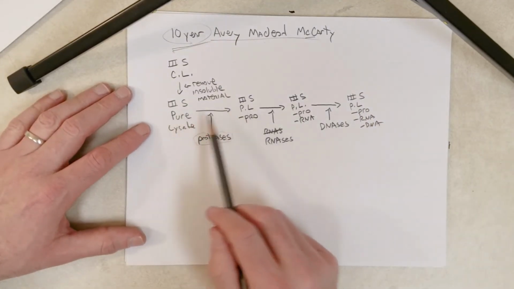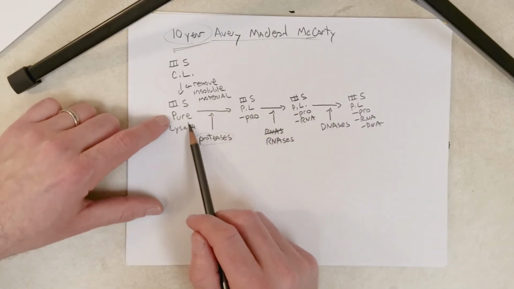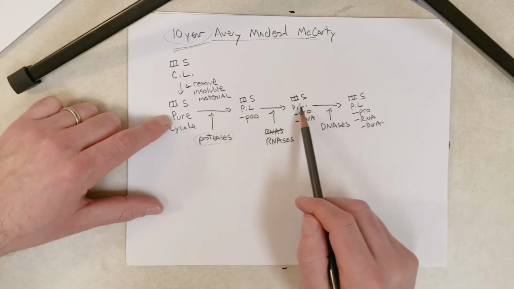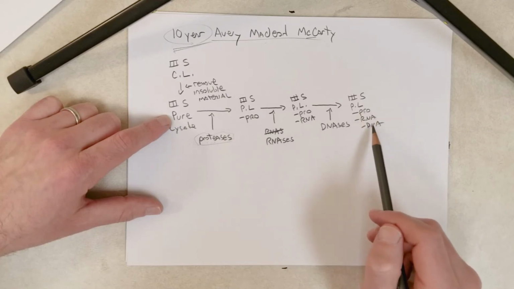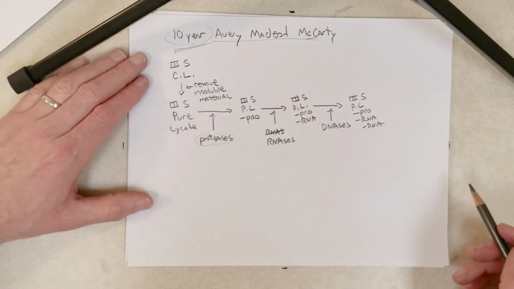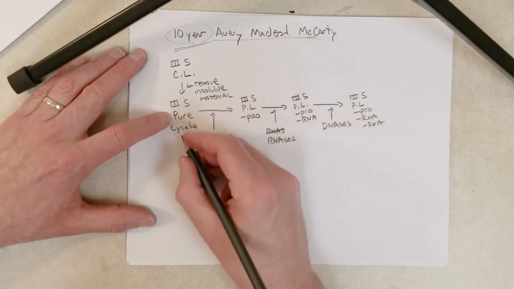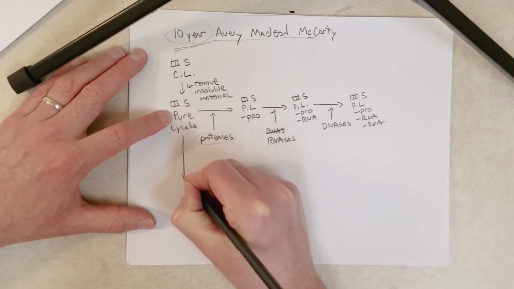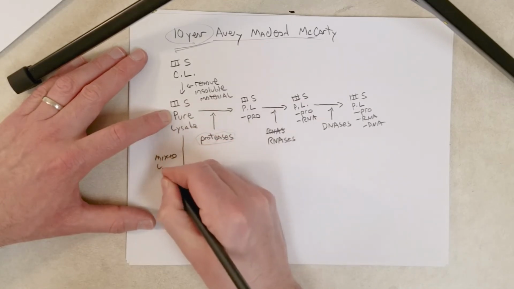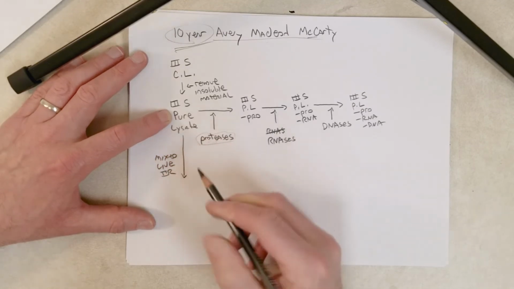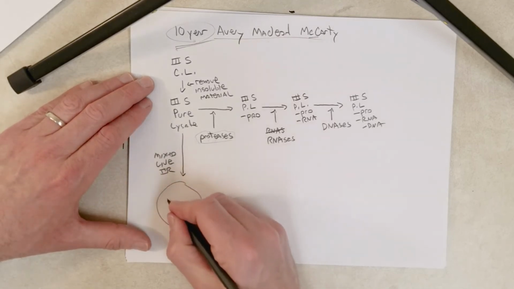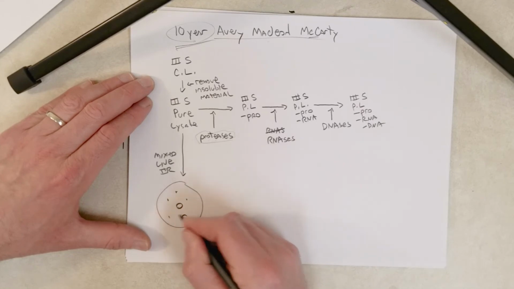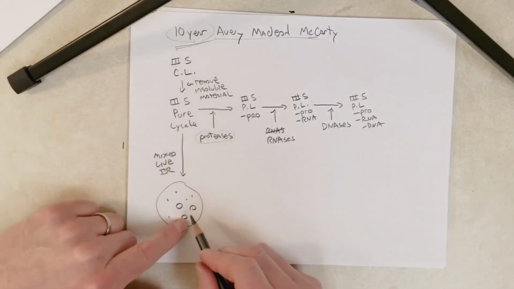So now they have all these different samples, right? They have the pure lysate, the pure lysate without protein, the pure lysate without protein and without RNA, and the pure lysate without protein, without RNA, without DNA. I don't know what's left in here. Maybe some sugars or something. And then what they did was they took these things and mixed them with live 2R to try and perform the transformation reaction. In this case, they got transformation. Live 2R and live 3S came out.